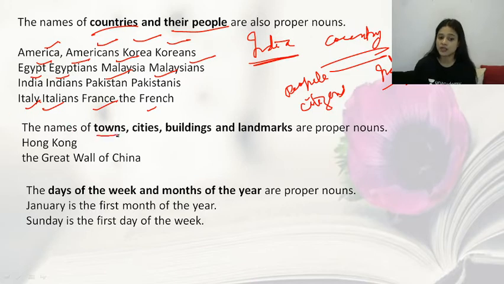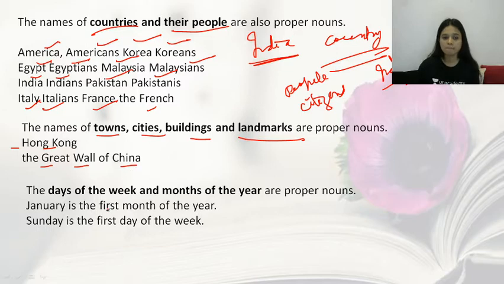Then names of towns, cities, and buildings. Like Delhi, I would say Tiananmen Square, or I could say Lal Killa, or any famous building, or any other landmark like India Gate, Gateway of India, Charminar. These are all landmarks and famous buildings. So again, they will be proper nouns, like Hong Kong, the Great Wall of China, and of course days of your week and months of the year like January, Sunday. These are all proper nouns again.